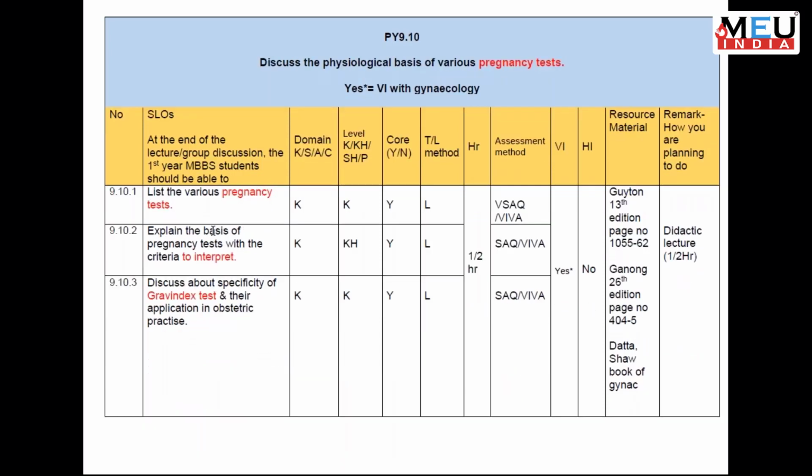Then coming towards the 9.10 competency, that is discuss the physiological basis of various pregnancy tests. So first SLO is list various pregnancy tests. Second will be explain the basis of pregnancy tests with criteria to interpret. And third one is discuss the specificity of the Gravindex and its applications in obstetric practice.